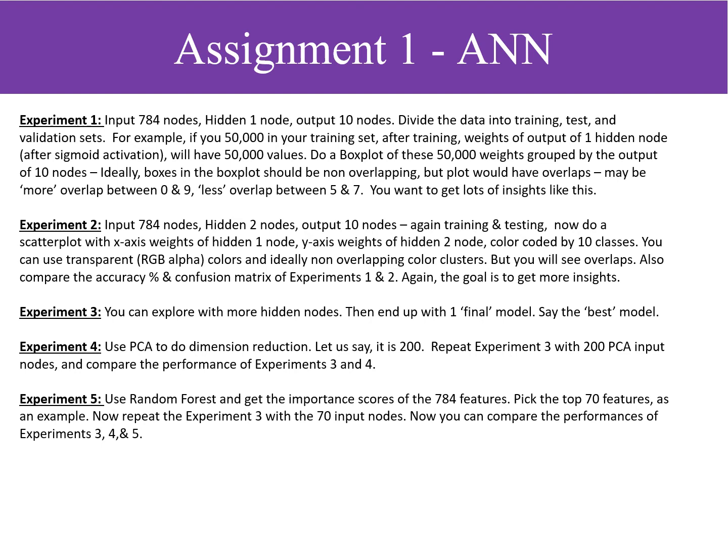If the total data set is divided into training, test, and validation sets, and you have 50,000 in your training set, then after training, the output of one hidden node after sigmoid activation will have 50,000 values. We'll do some exploratory analysis, trying to understand intuitively how these 0 to 9 handwritten digits will be identified or will have challenges in getting identified.